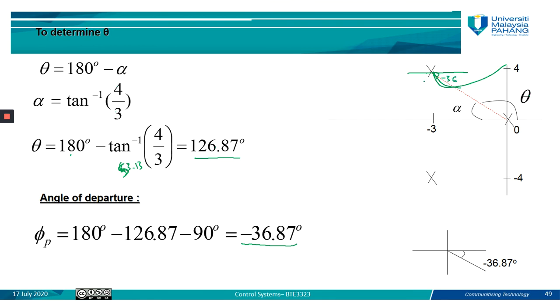Okay, that means from this line here, the root locus will leave with an angle of -36 with respect to the horizontal line. The same here: the second one will also leave with -36, so it will be like this one.